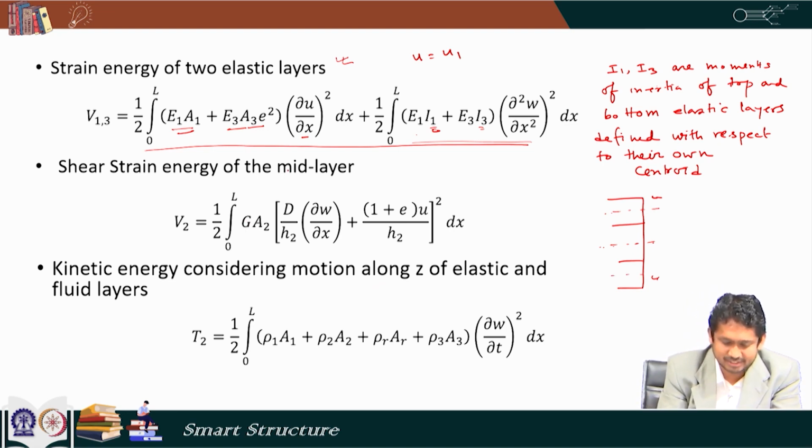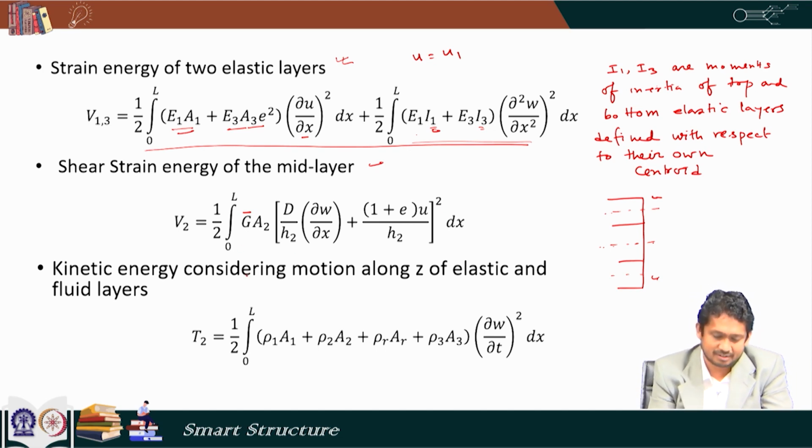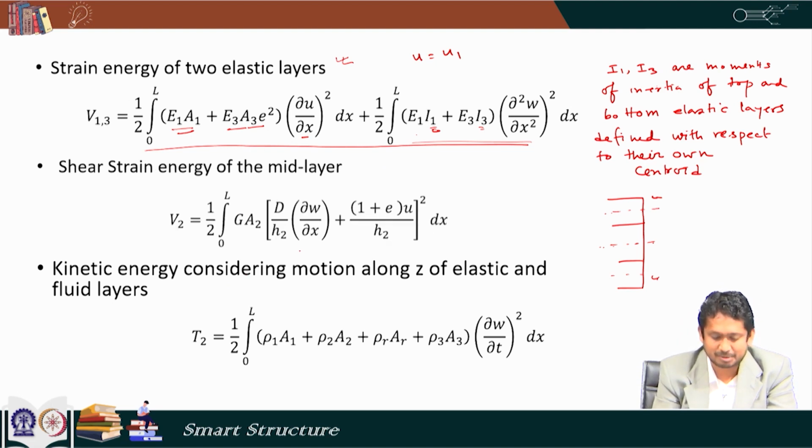Now comes shear strain energy of the mid layer. We have defined the shear strain at the mid layer, and we know the shear modulus, which is G gamma. So, again we do half into G into A2, and then we multiply the shear strain square, and that gives us the shear strain energy of the mid layer.